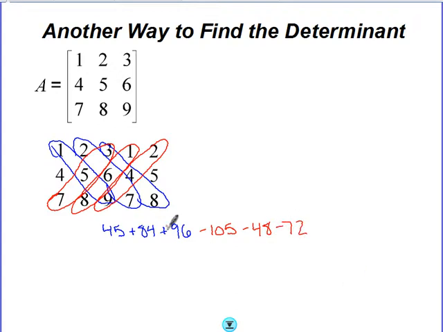Okay, so then I'm going to do all of this math here. 45 plus 84 plus 96 minus these three. And I get 0 as the determinant. Okay, so the determinant of this matrix is 0.